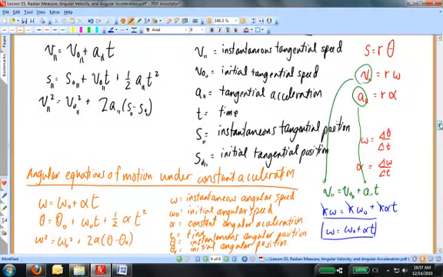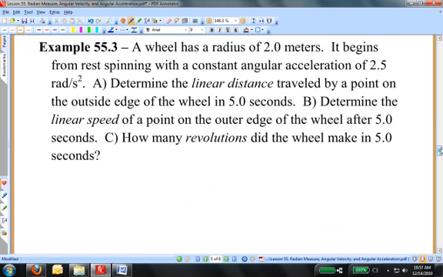So that's where these equations come from. Now let's take a look at some numerical examples. Example 55.3. A wheel has a radius of 2.0 meters. It begins from rest, spinning with a constant angular acceleration of 2.5 radians per second squared. A. Determine the linear distance traveled by a point on the outside edge of the wheel in 5 seconds. B. Determine the linear speed of a point on the outer edge of the wheel after 5.0 seconds. C. How many revolutions did the wheel make in 5.0 seconds?